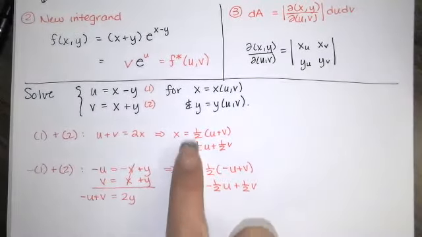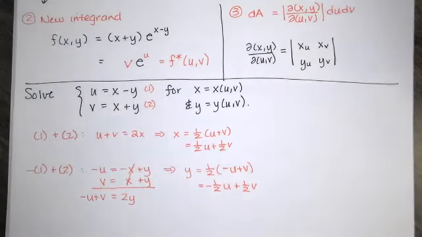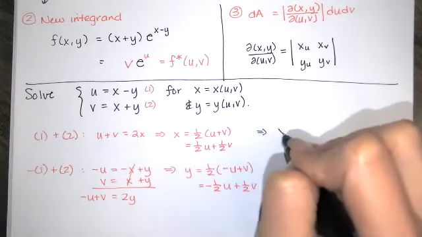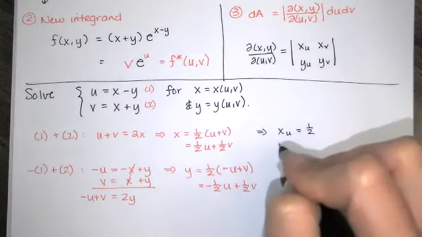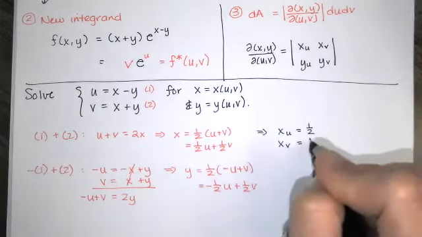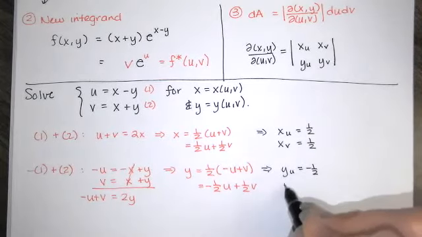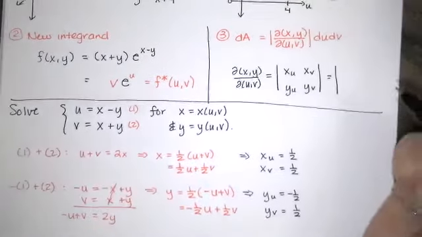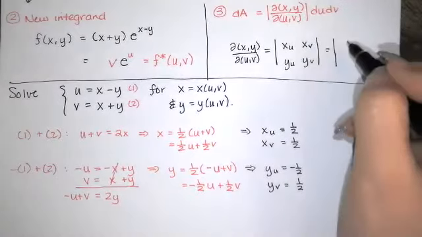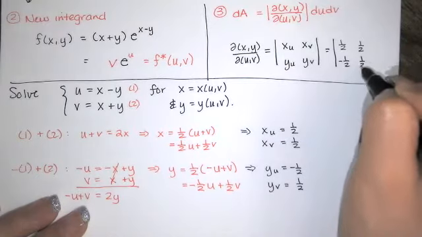Okay, and now that you have x in terms of u and v and y in terms of u and v, it's easy to compute the partials. Partial of x with respect to u is just 1/2. Partial of x with respect to v is also 1/2. Partial of y with respect to u is -1/2. Partial of y with respect to v is +1/2. So we'll put those in our 2x2 determinant: 1/2, 1/2, -1/2, and 1/2.